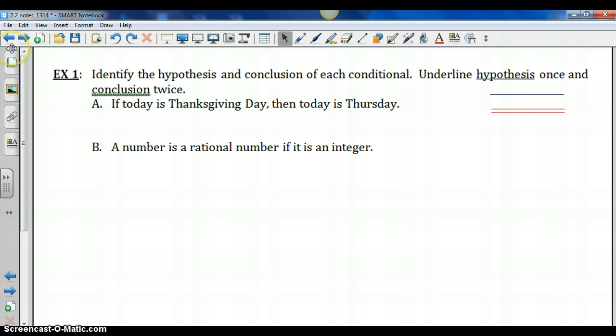In example 1, we are to identify the hypothesis and conclusion of each conditional statement. You are to underline the hypothesis once and the conclusion twice. All right, hopefully you've completed this. Let's take a look at what you should have.